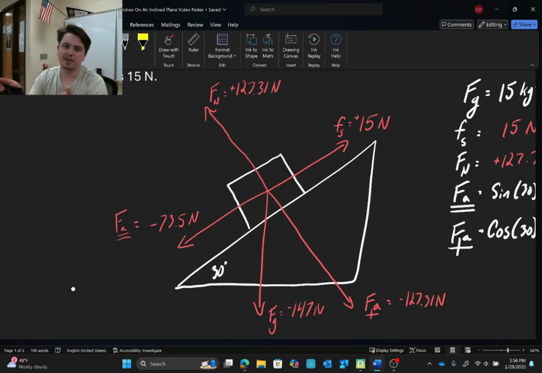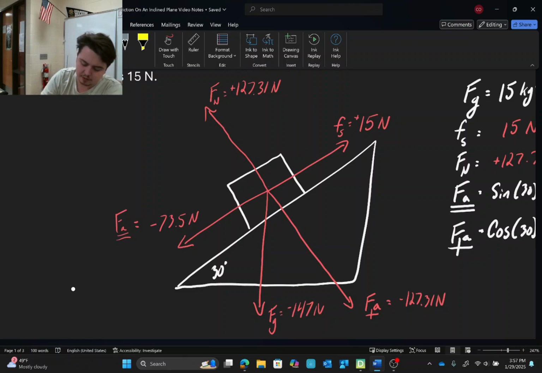Owens, positive 15 is greater than negative 73.5. Well, absolutely, you're correct. But in this situation, we're talking about the absolute forces, the absolute value. Because 73.5 is larger than 15, there is an extra 58.5 newtons of force pulling this object down the ramp that is not being supported by the static frictional force. So this object will slide down the ramp.